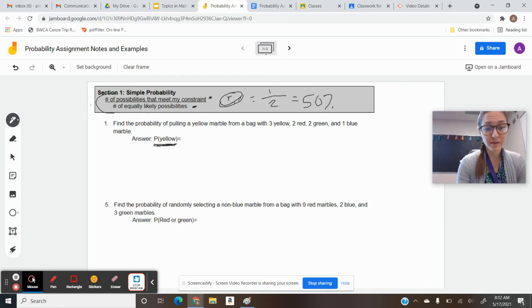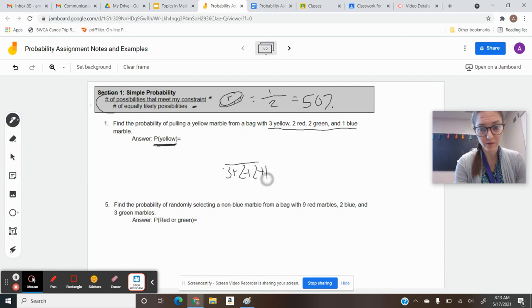All right. So remember, we are going to start by making it a fraction. At the bottom of our fraction, we're going to put all of the total possibilities. So all of the possibilities in this case would be all of the marbles in the bag. So we're going to add up 3 yellow marbles, 2 red marbles, 2 green, and 1 blue. And if we do that, we do 3 plus 2 plus 2 plus 1. I have 8 at the bottom.